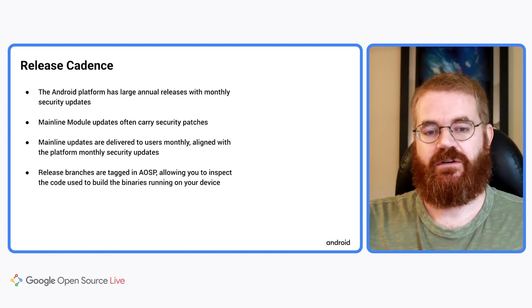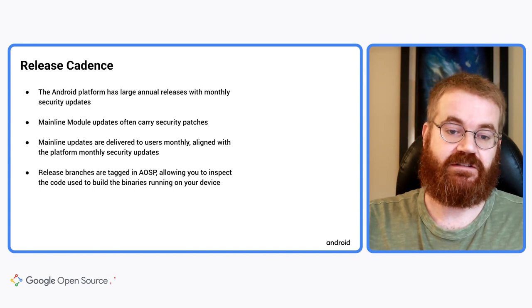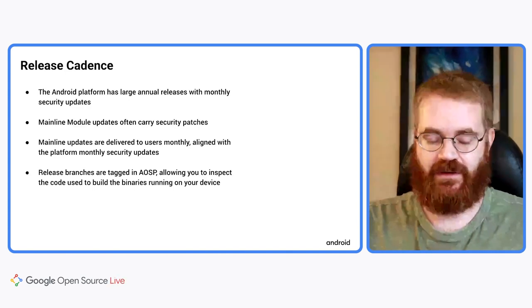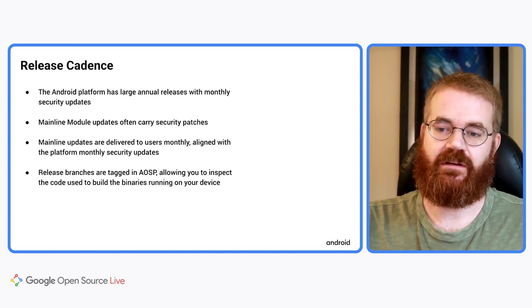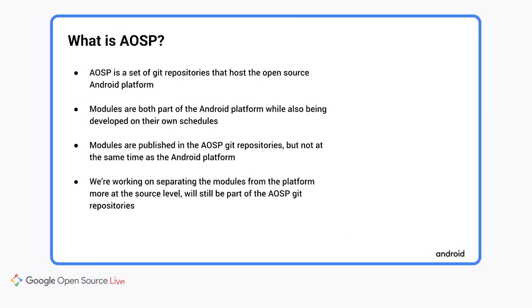The modules also have release branches that are tagged in AOSP, so you can go in and get exactly the code that's running on the device. So this raises the question, what is AOSP? It's often used interchangeably to talk about the set of Git repositories that are hosting the stuff. It's also used to talk about the platform itself and the operating system that is Android. And that gets a little bit confusing.